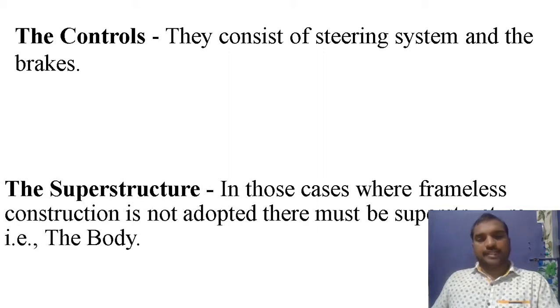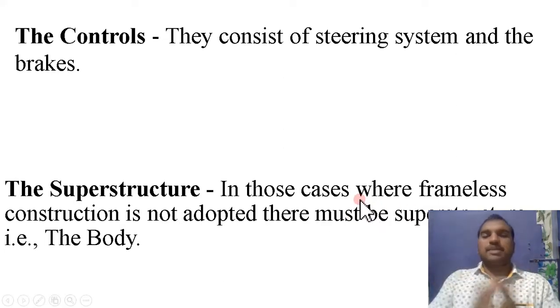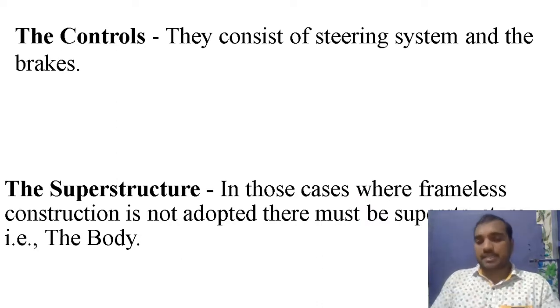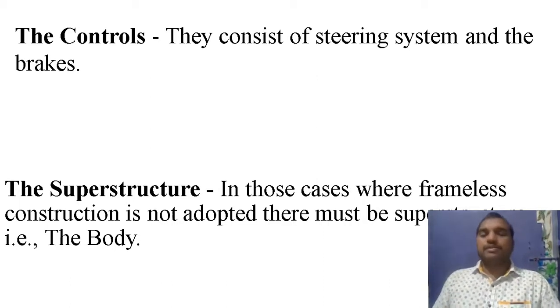Coming to the next one, that is the superstructure, that is the body. In the case where frameless construction is not adopted, there must be a superstructure. If it is a frameless construction, the body itself acts as the frame, right? If it is a framed construction, the body is the superstructure which protects the occupants or parts of an automobile from the atmospheric conditions, right?